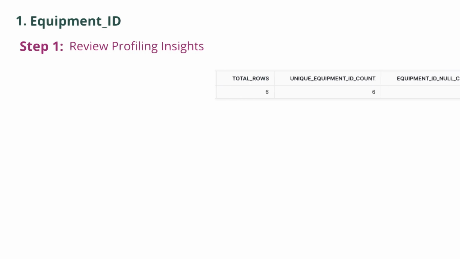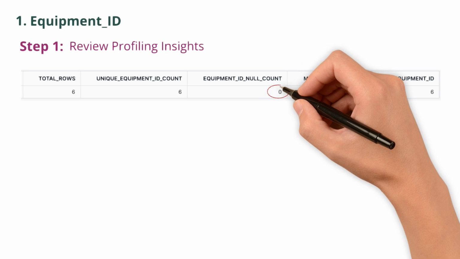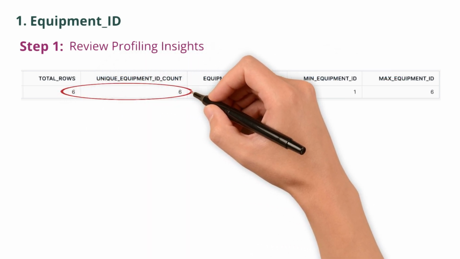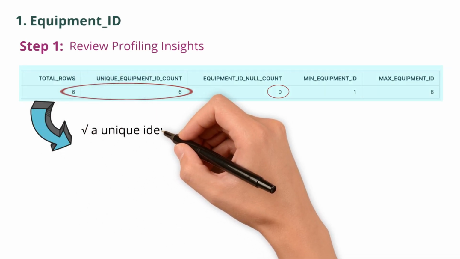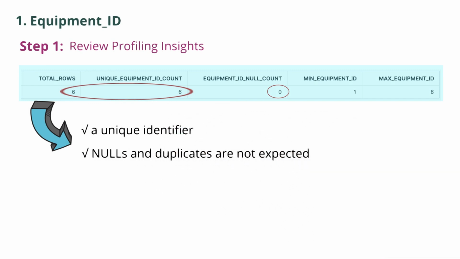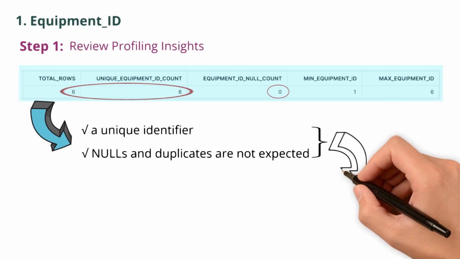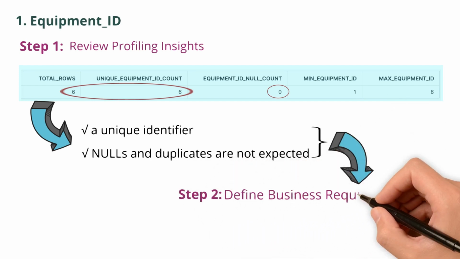From the profiling result of the equipment ID column, we found that it has no nulls and unique values match the total row count. This tells us equipment ID is a unique identifier and both nulls and duplicates are not expected out of it. With these profiling insights, let's get to step 2, define business requirements.